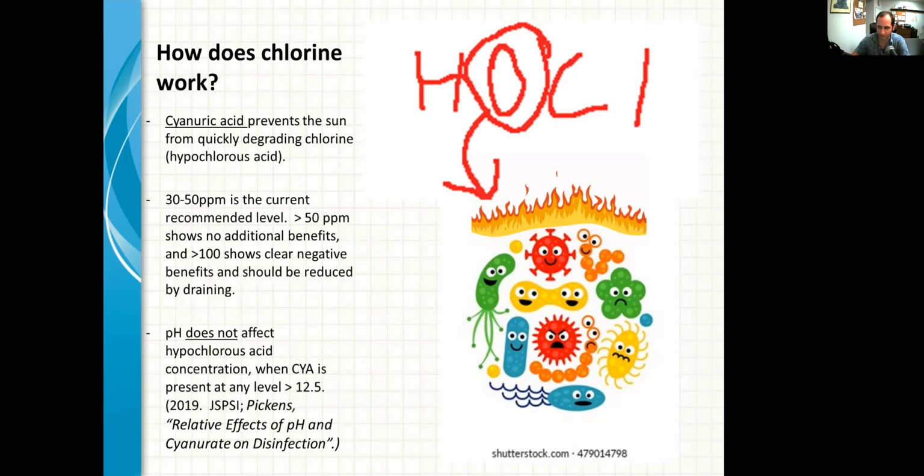If no cyanuric acid is present, the lower the pH, the higher the percentage of free chlorine, HOCl, and the less OCl you have in the water. But CYA already lowers the effectiveness of the chlorine, and so that's the primary factor. The CYA is the primary determinant of how much hypochlorous acid concentration is in the water. The pH has little to no effect when CYA is present above that level.